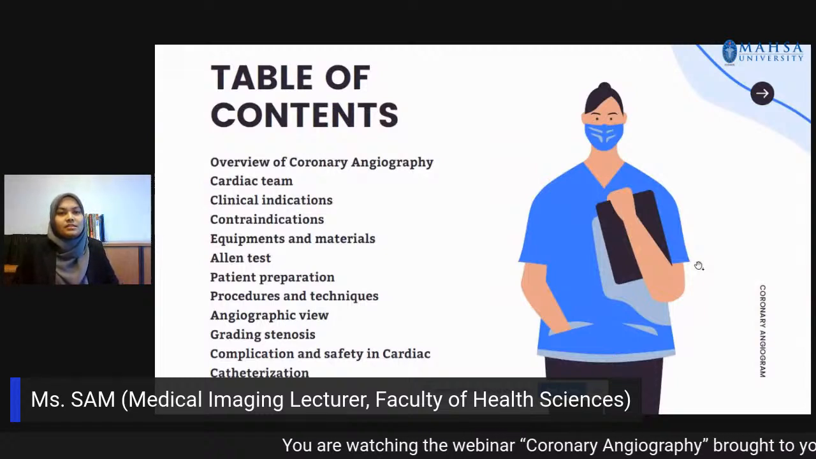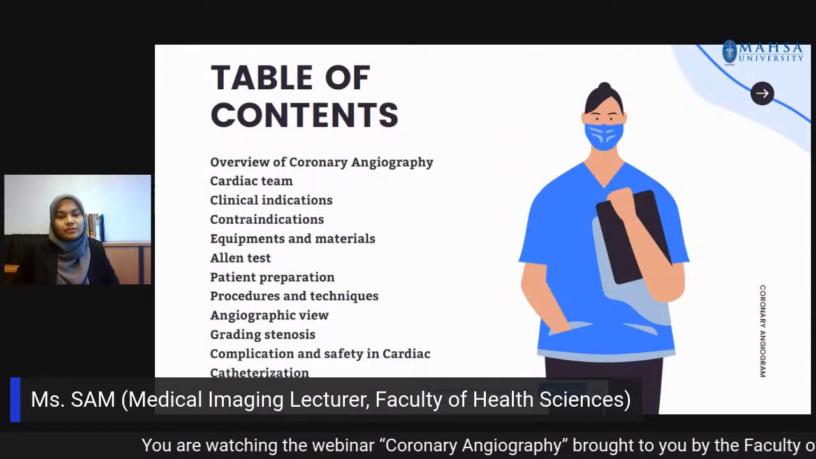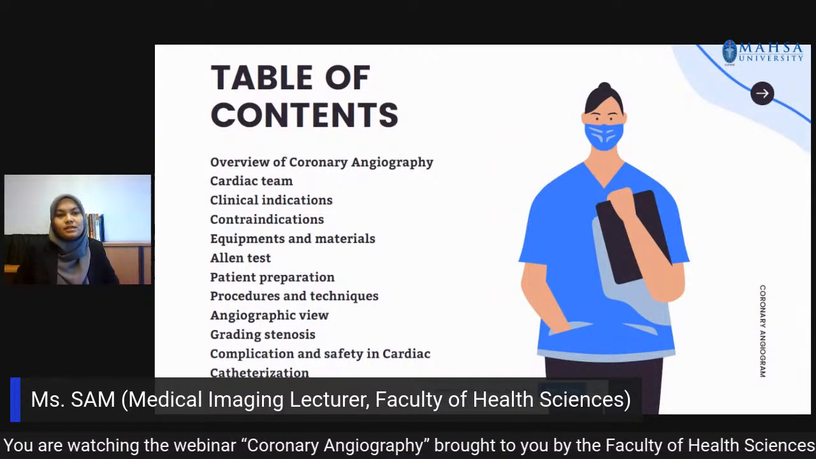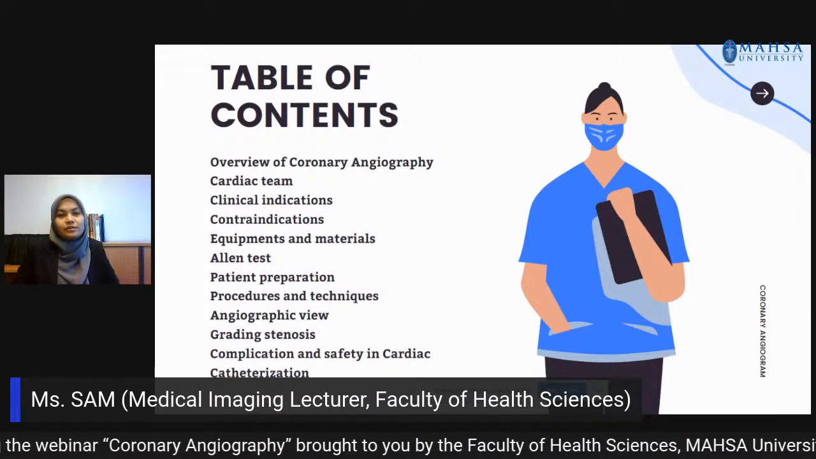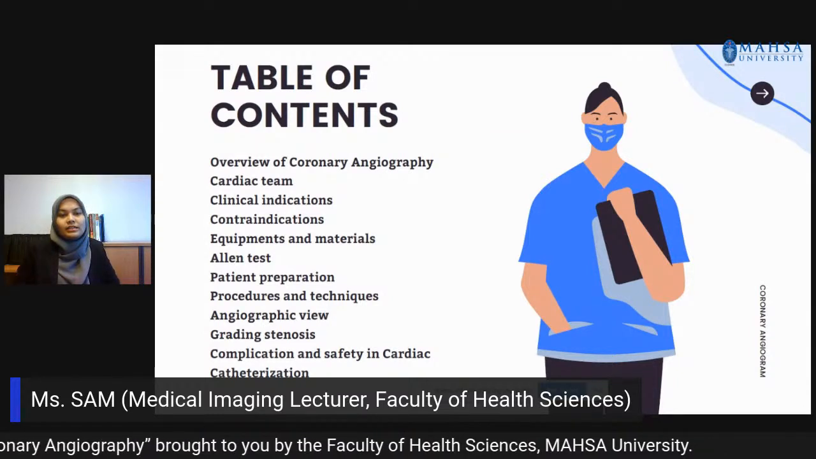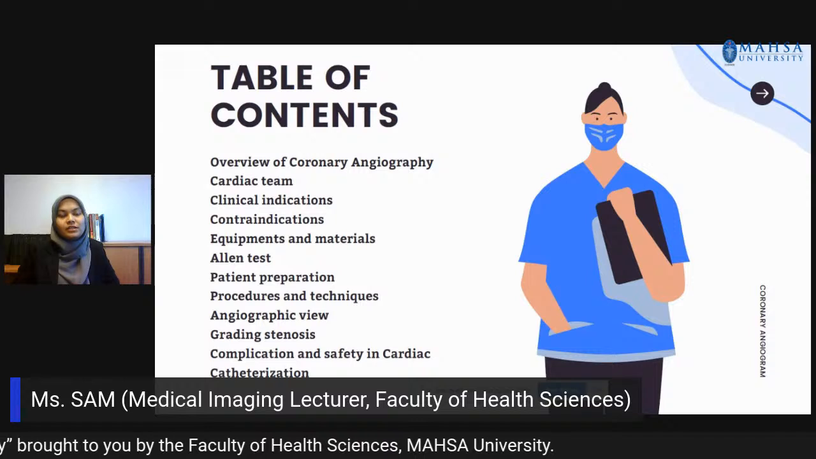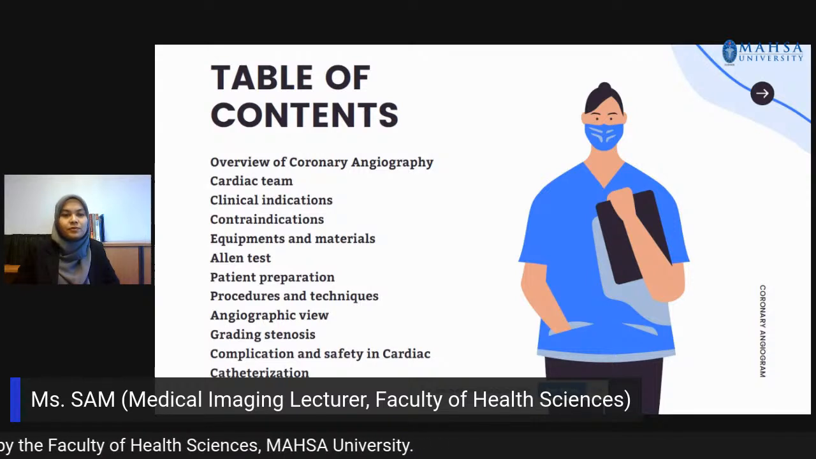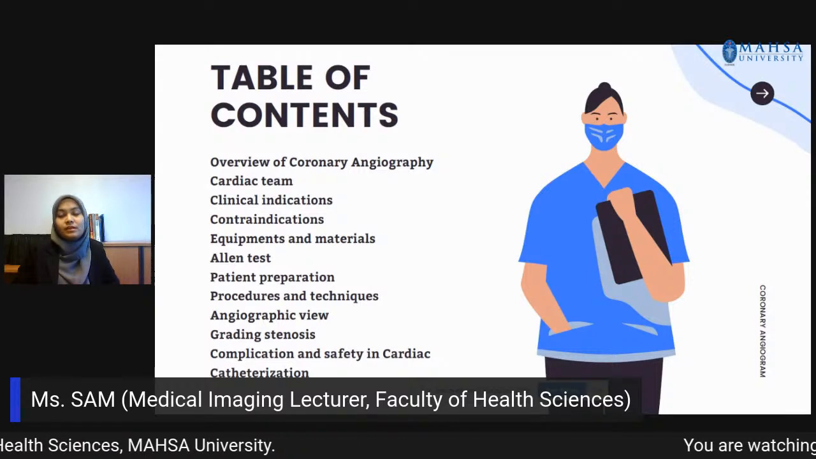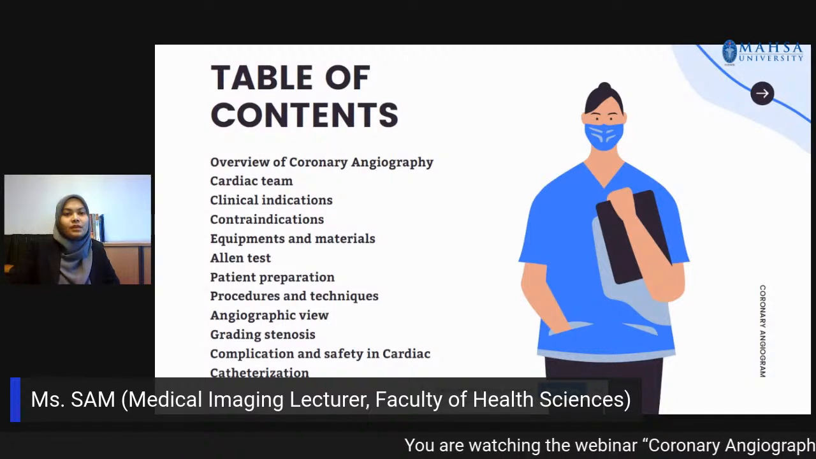Okay, so this is the table of contents for my sharing today. Basically, I'm going to start with the overview of coronary angiography, and then the clinical indication, contraindication, patient preparation, procedure, as well as the complication and safety in cardiac catheterization.